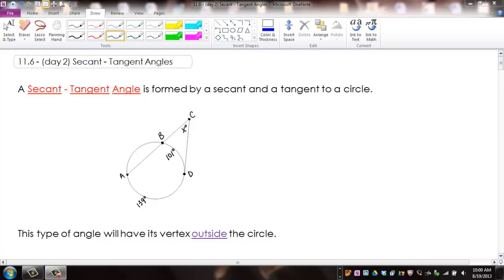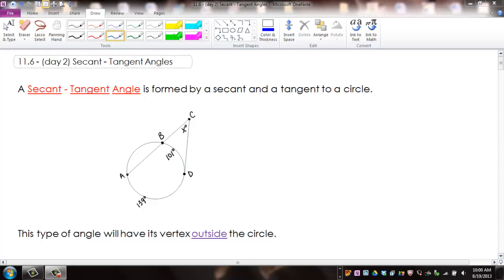This is the video for section 11.6 day 2, secant-tangent angles. Please follow along with your video worksheet. The first section has all of the terms, definitions, and diagrams that I will be using, and the second section has all of the example problems that I will be showing you. Please fill in the worksheet as you watch the video.